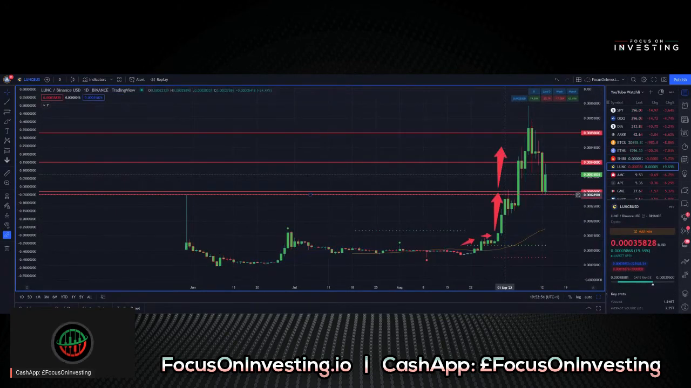Our next cryptocurrency is LUNC against Binance USD, which is Luna Classic. Ticker symbol LUNCBUSD. Current price is 0.0003. Market is still open, and we're up 19.8% for the day.